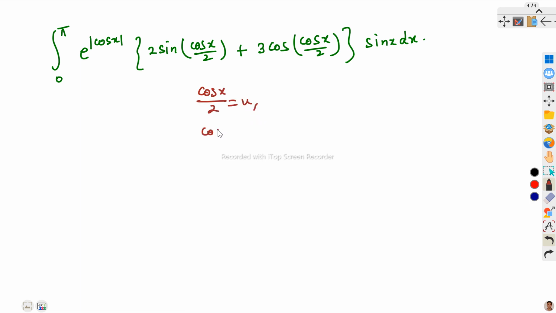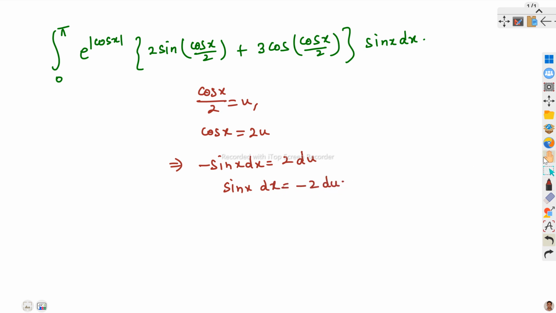So cos x equals 2u. Differentiating with respect to x on both sides, this becomes minus sin x dx equals 2 du, and sin x dx can be written as minus 2 du.